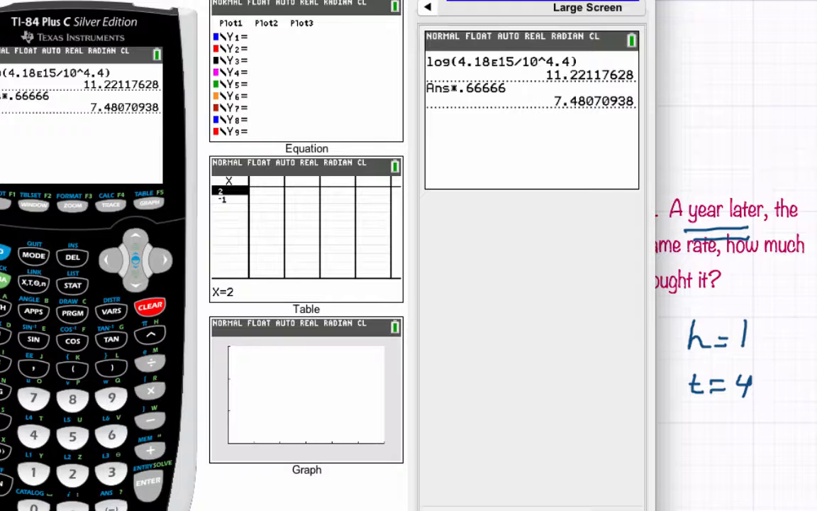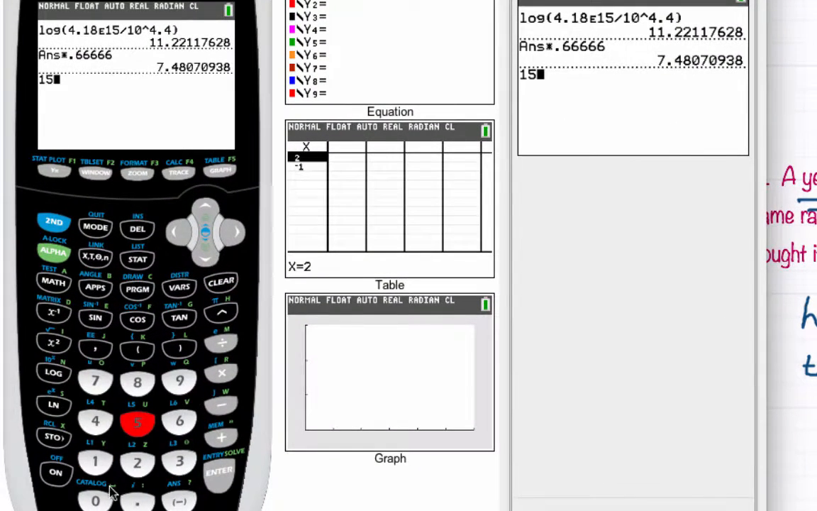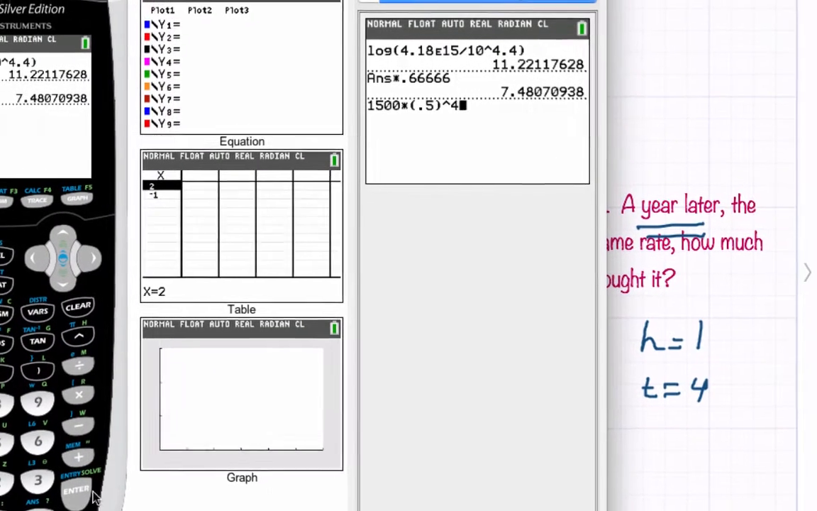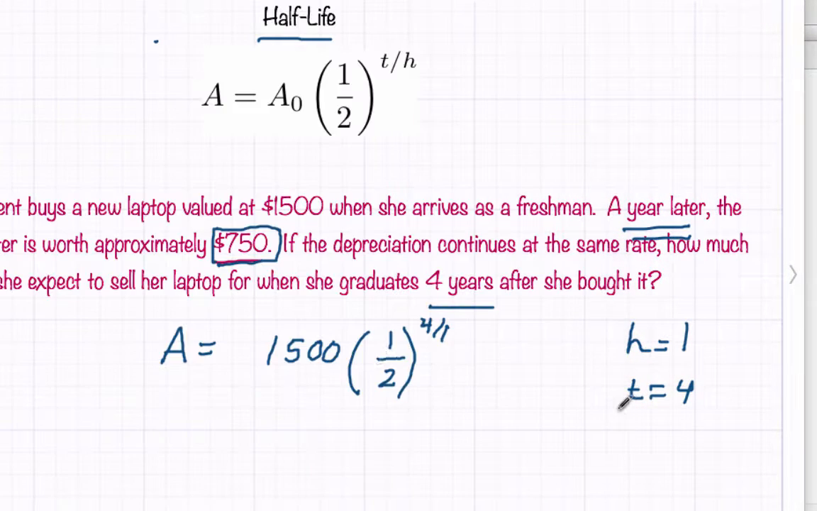So if we go ahead and calculate this, we take 1,500 times 0.5 to the 4th power. After 4 years, she is going to expect to sell this computer for a whopping $93.75.